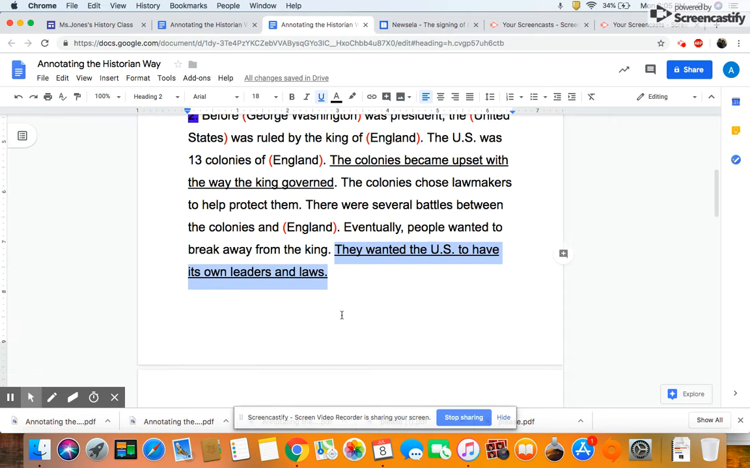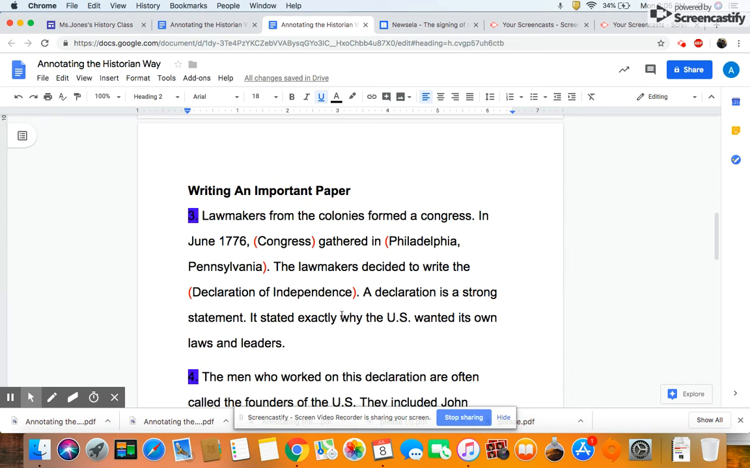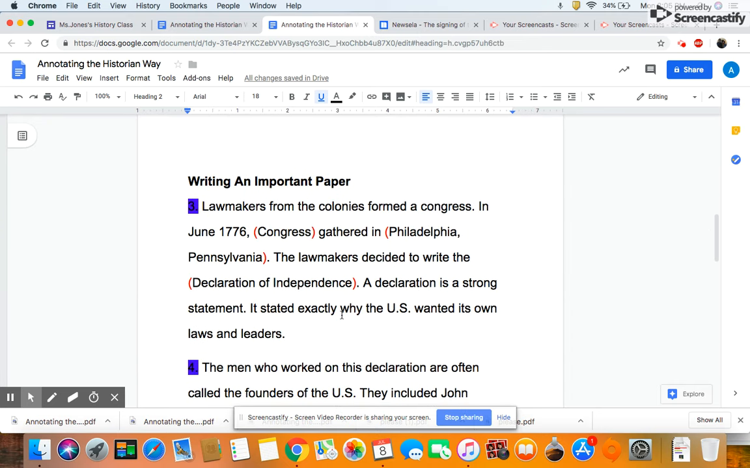So we'll do one more paragraph together on writing the paper. So lawmakers from the colonies formed a Congress, and then we have Congress circled here, and the place where this happened in Philadelphia, Pennsylvania. So gathered in Philadelphia, Pennsylvania, the lawmakers decided to write the Declaration of Independence. A declaration is a strong statement. It said exactly why the U.S. wanted its own laws and leaders.